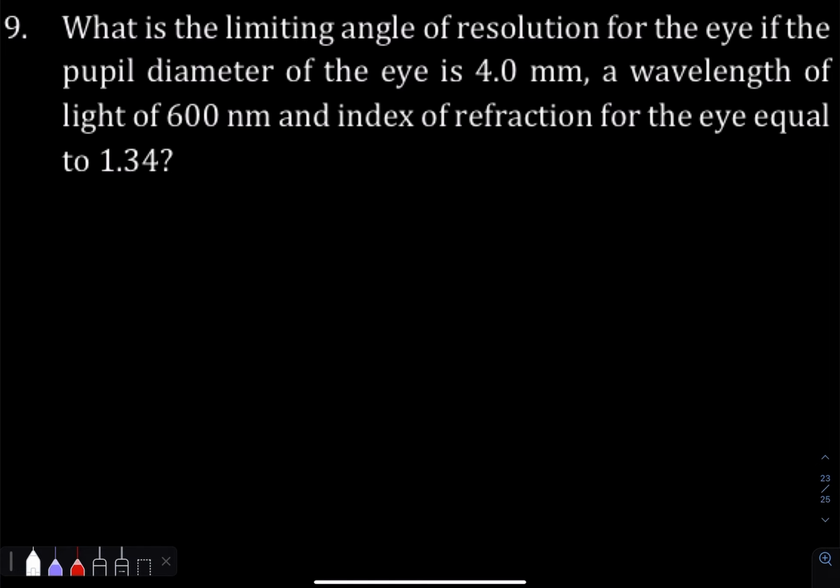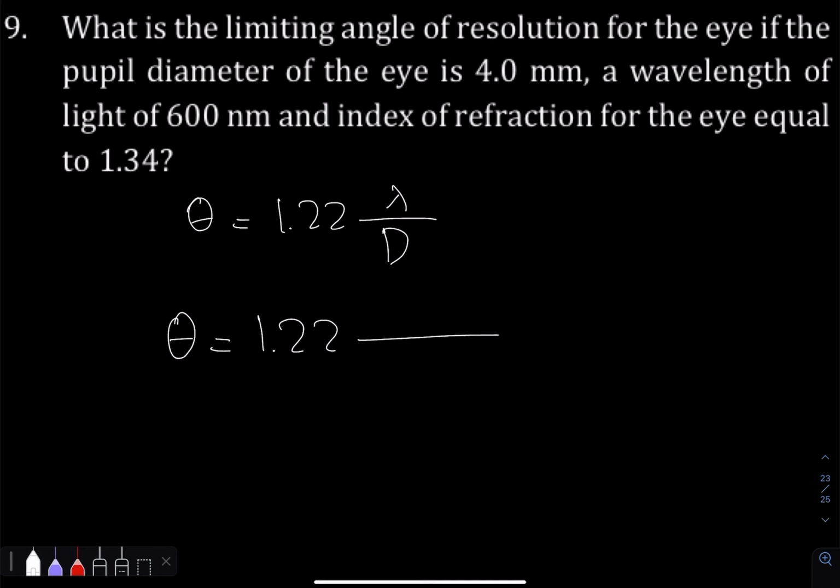So, again, using that equation, you want the angle again, and we have a certain wavelength. Now, the wavelength of light that enters the eye is going to be a little different than the wavelength of light that we're given here. We're given 600 nanometers, but we're told that the index of refraction of the eye is equal to 1.34.